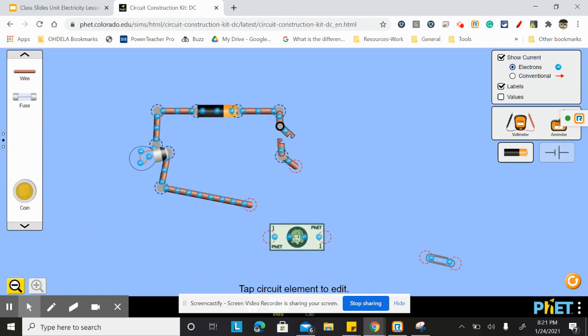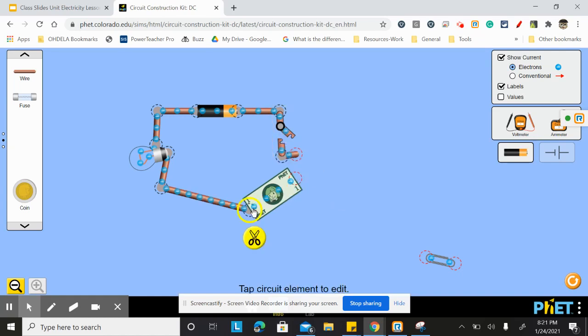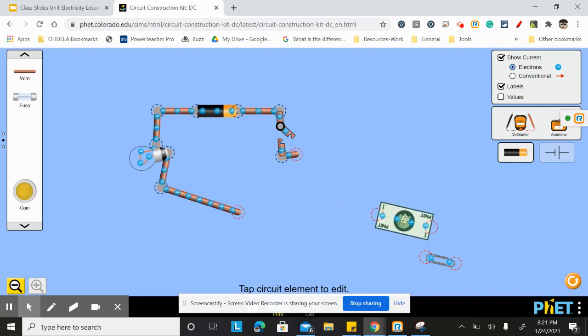Let's try the dollar bill. Let's put the dollar bill in and close the switch. When we close the switch, no current is flowing and the light bulb does not light up. The dollar bill is not a conductor.